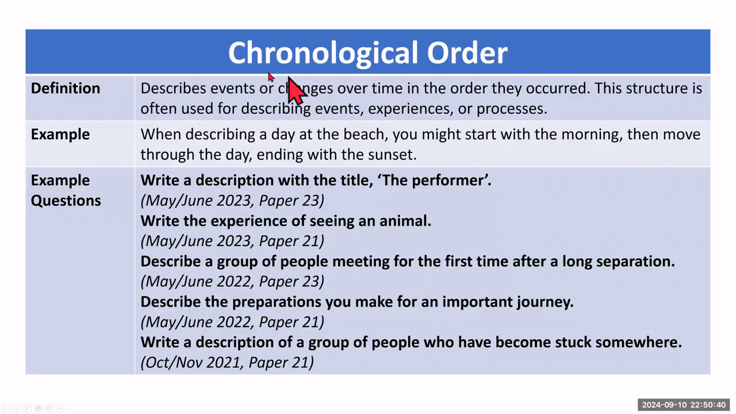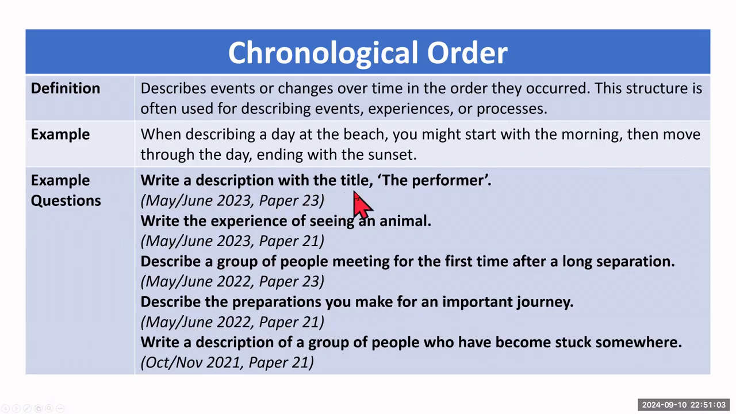Next, we're going to move on to chronological order. It describes events or changes over time in the order they occurred. This structure is often used for describing events, experiences, or processes. So when describing a day at the beach, you might start with the morning, then move through the day, ending with the sunset. Here are some example questions.